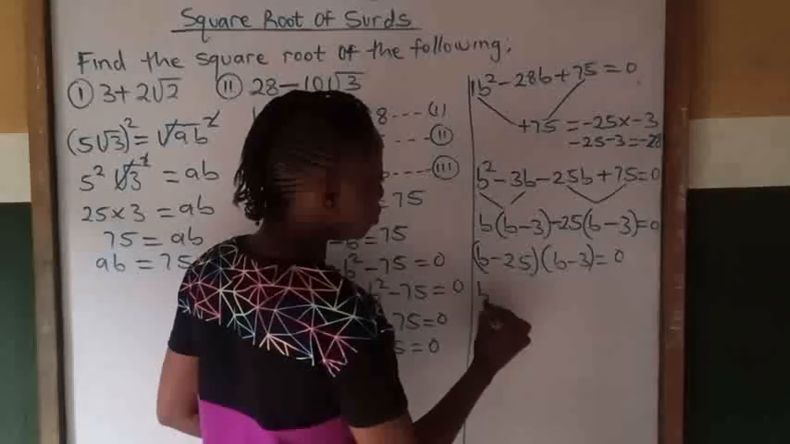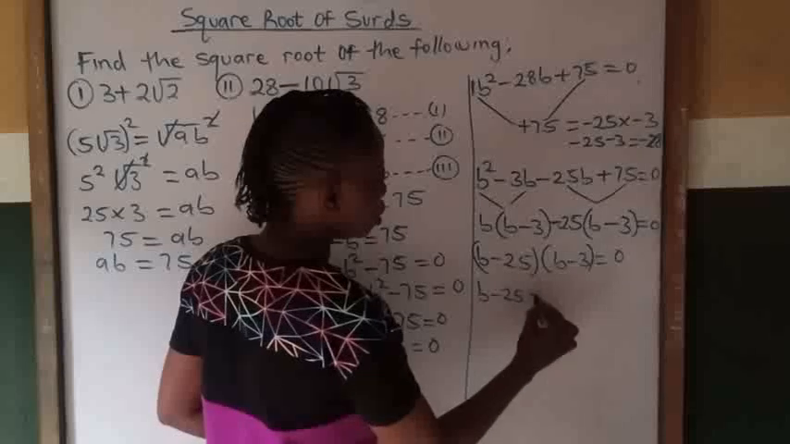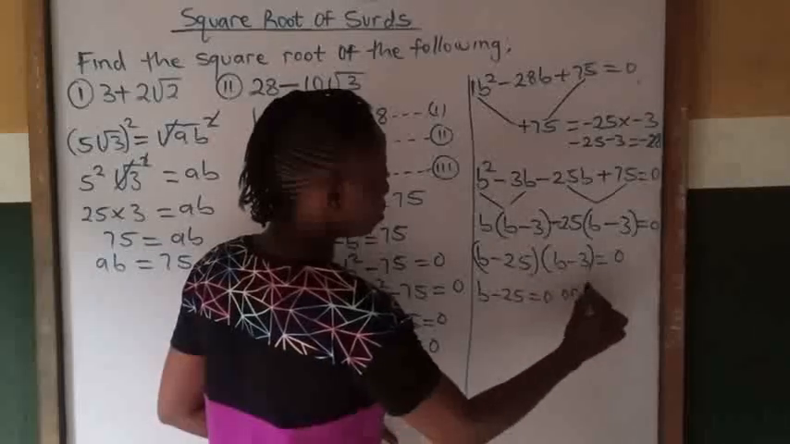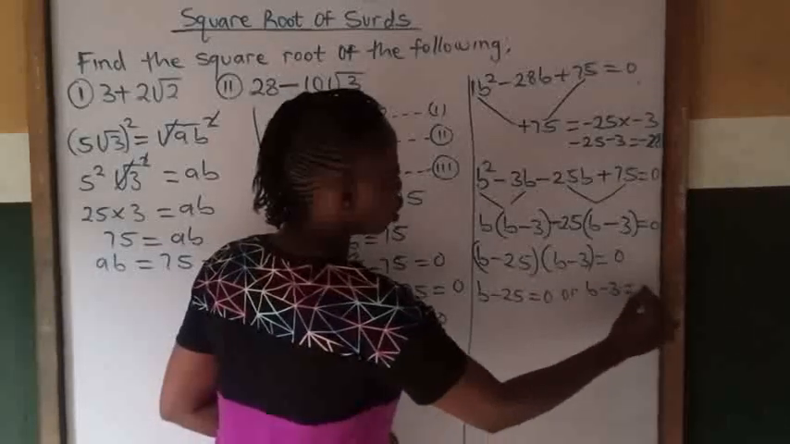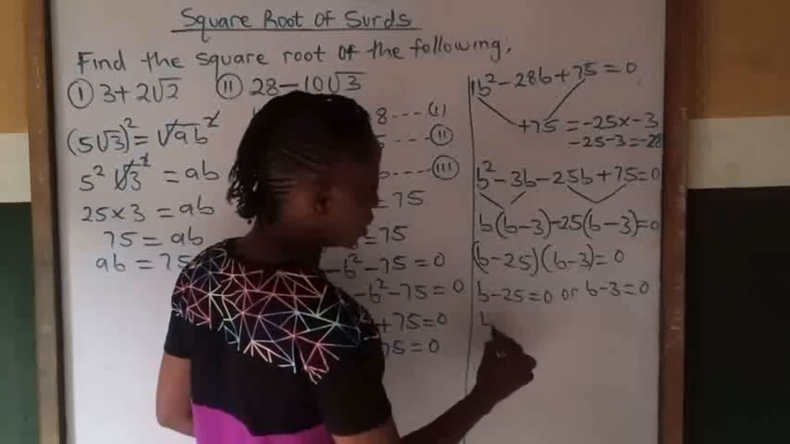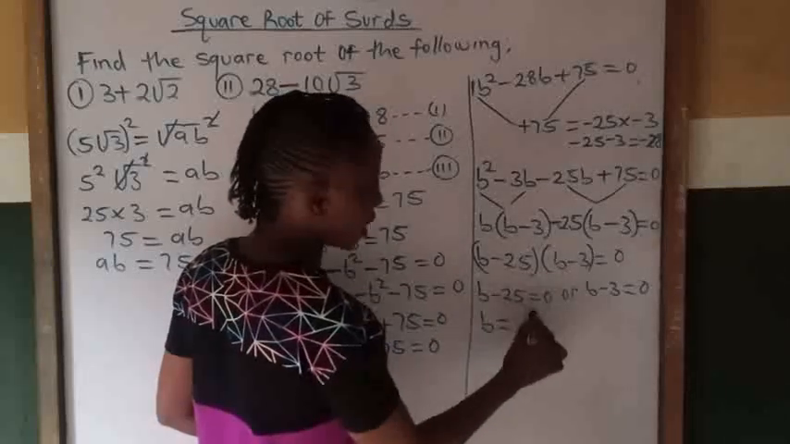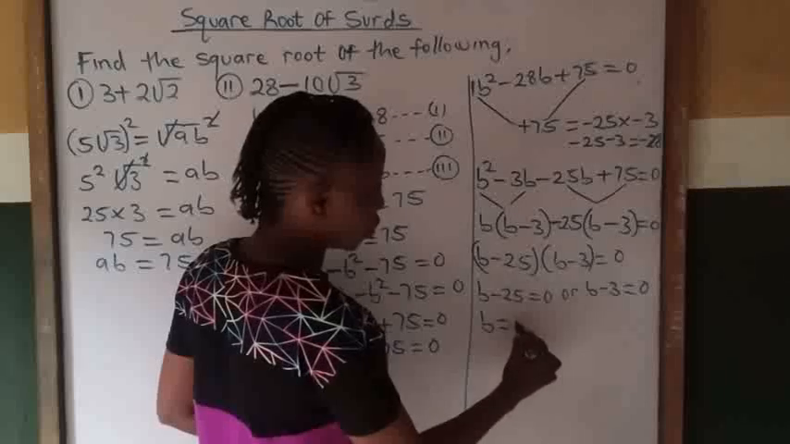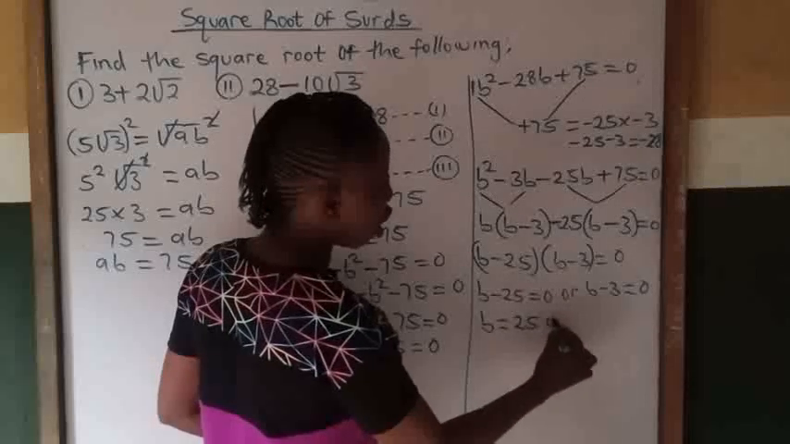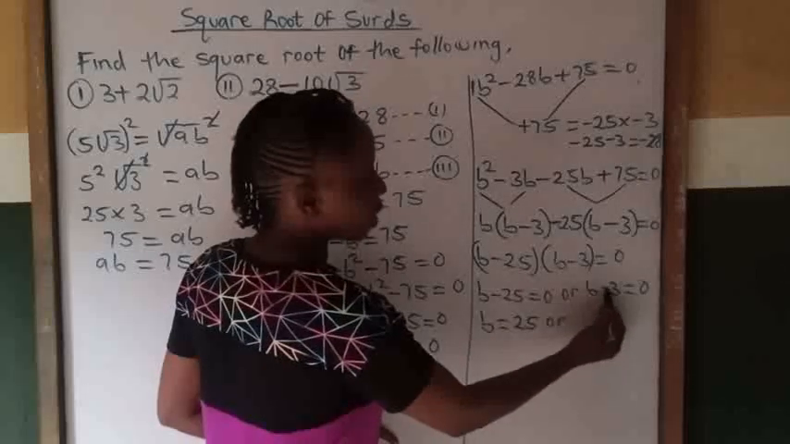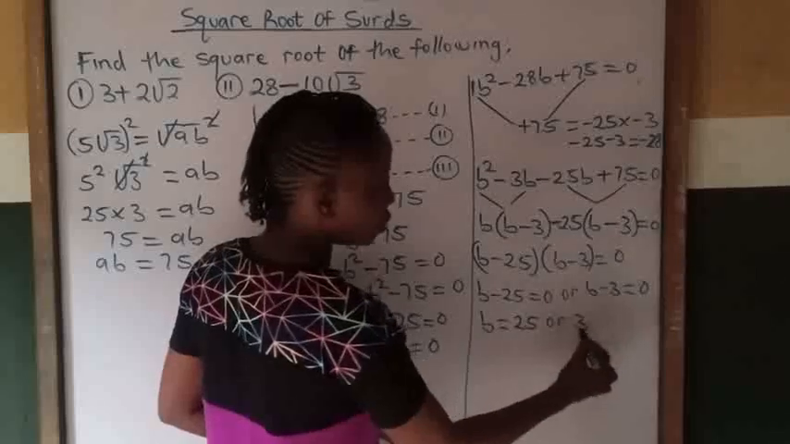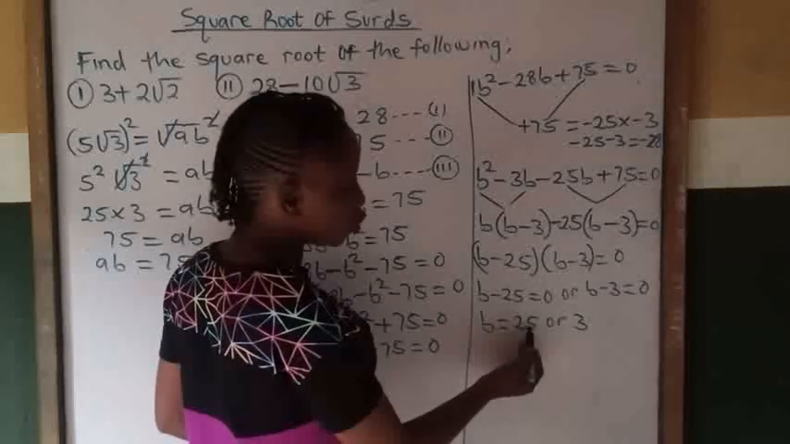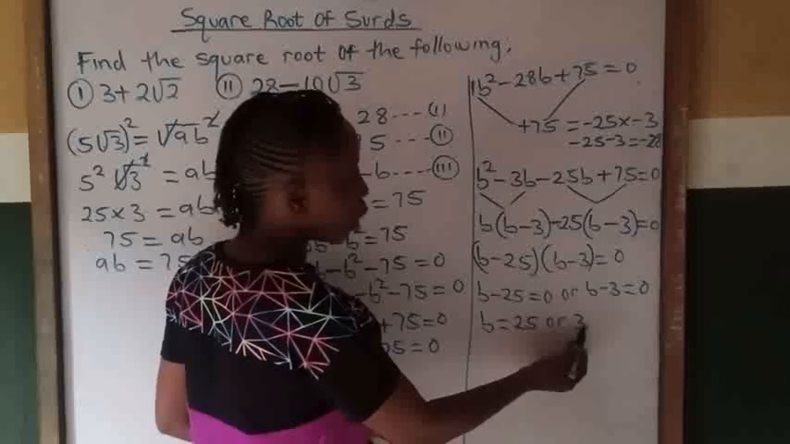Therefore, b minus 25 equal to 0 or b minus 3 equal to 0. So what will be the value of b now? b will be equal to 25, because when you bring minus 25 to the other side, that will be plus 25. Or, when you bring minus 3 to this side, it will give us plus 3. So our b is equal to 25 or 3.